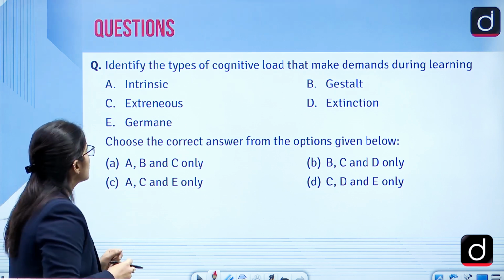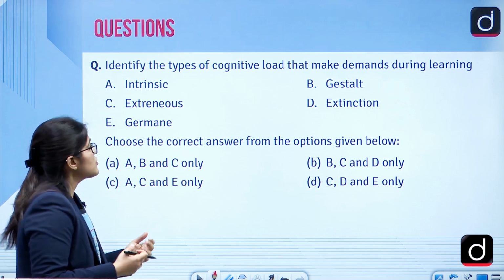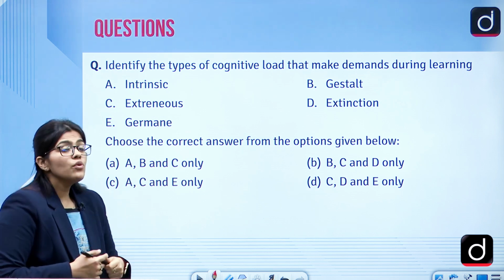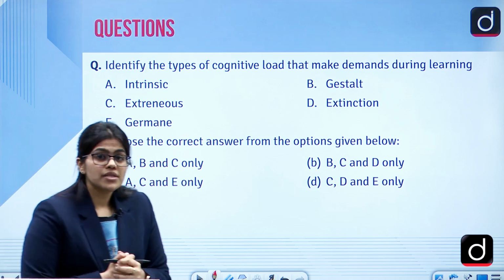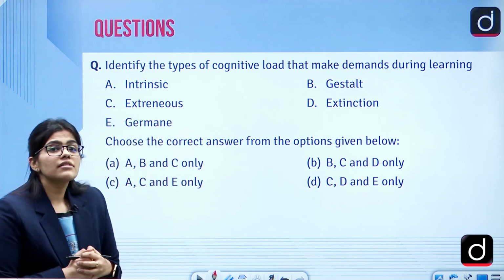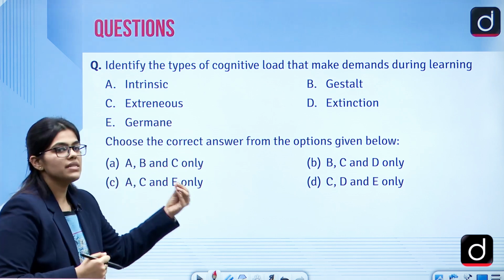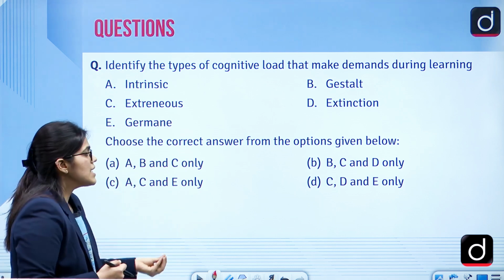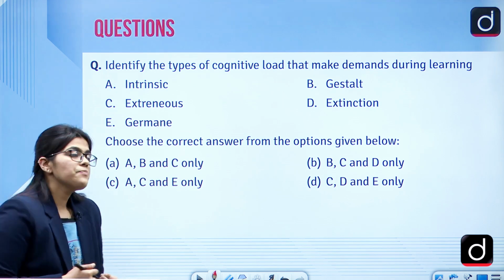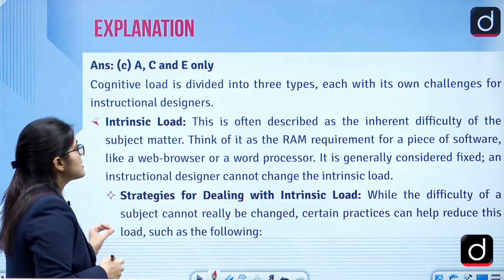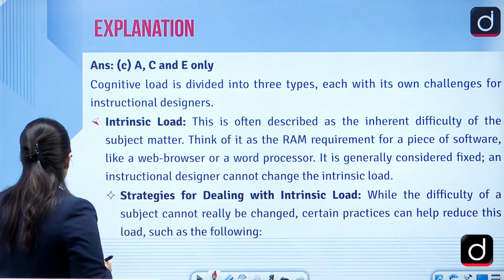The options are intrinsic, gestalt, extraneous, extinction, or germane. These are the few options. What do you think are the right ones? We have options like A, B, C; B, C, D; A, C, E; and C, D, E. So I'll show you the correct answer. The correct answer is A, C, and E.